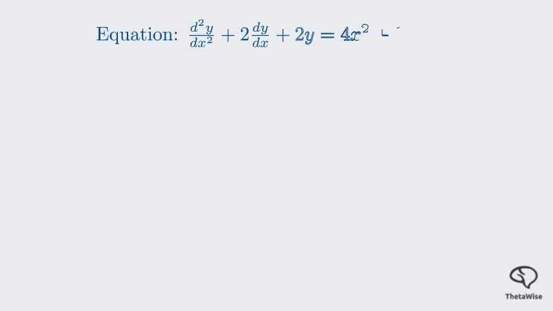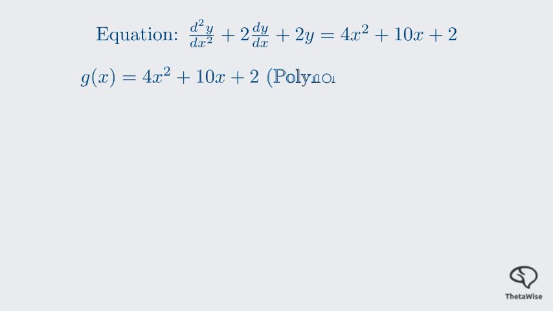This is the part of the solution that responds directly to the non-homogeneous right-hand side. Let's remind ourselves of our differential equation. The right-hand side, g(x), is a polynomial, 4x squared plus 10x plus 2. For this method of undetermined coefficients, we make an educated guess about the form of yp based on g.